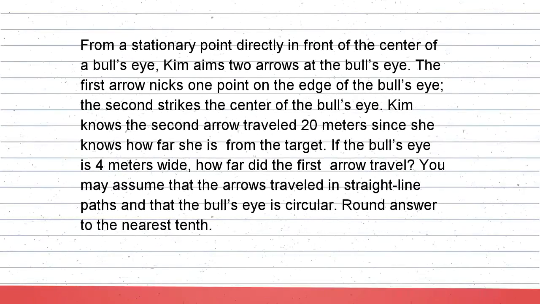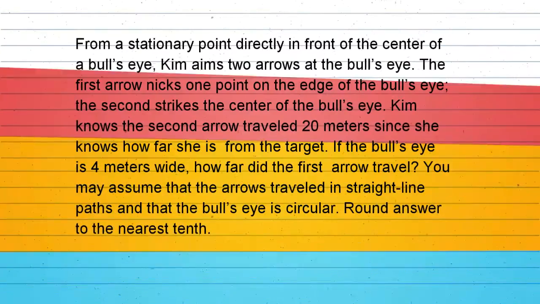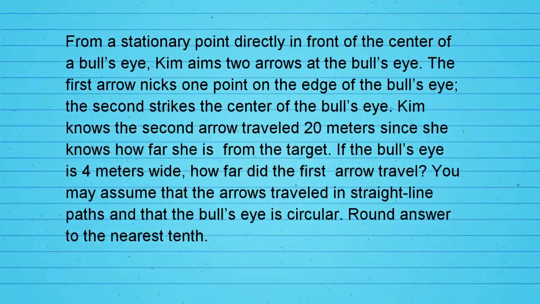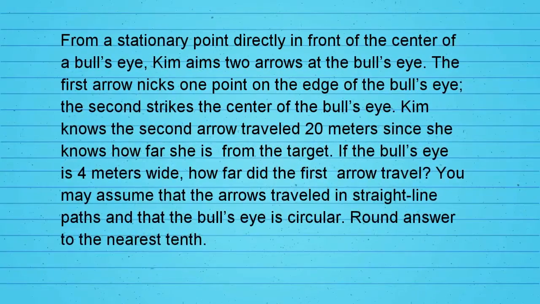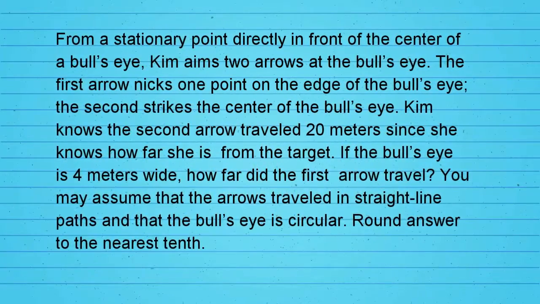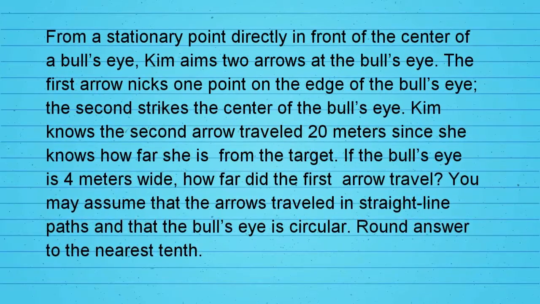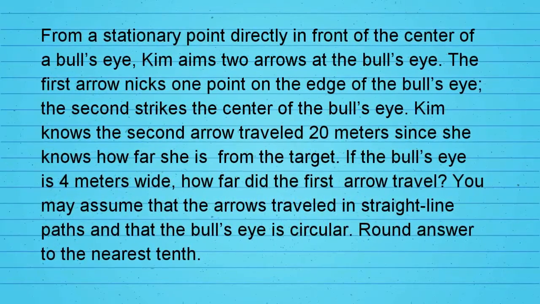From a stationary point directly in front of the center of a bullseye, Kim aims 2 arrows at the bullseye. The first arrow nicks 1 point on the edge of the bullseye, the second strikes the center of the bullseye. Kim knows the second arrow traveled 20 meters since she knows how far she is from the target. If the bullseye is 4 meters wide, how far did the first arrow travel?